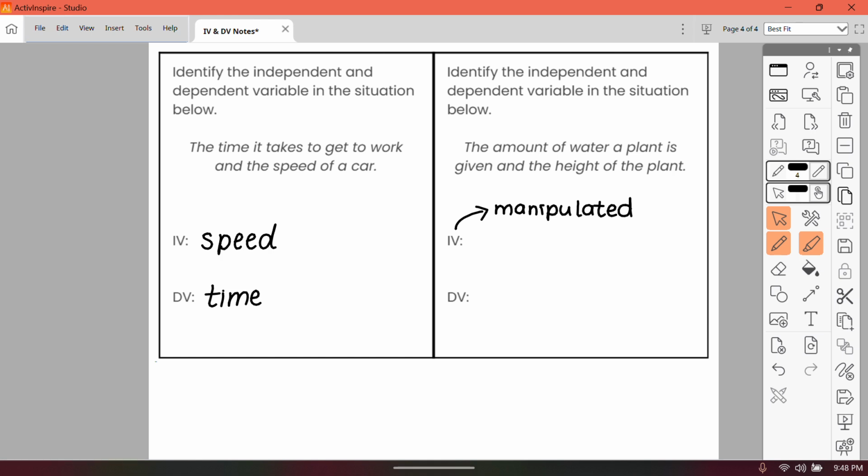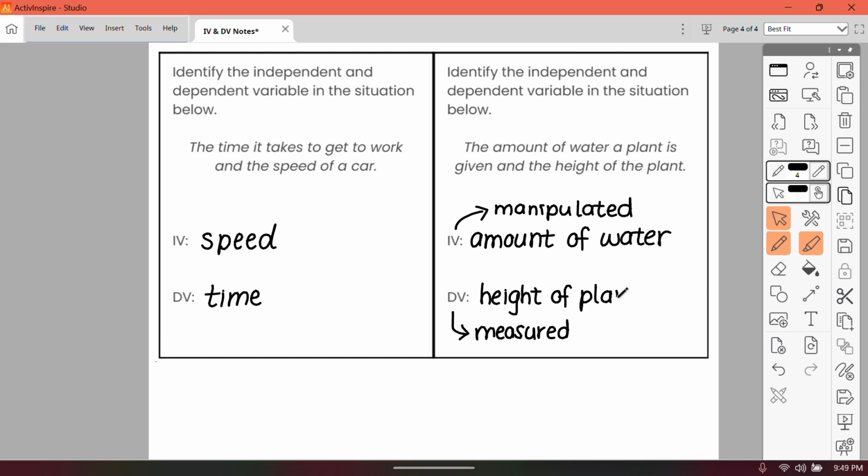Well, I'm not planet Earth. I don't have any magic powers. I can't change the plant height. I can't force it to grow. I can manipulate the amount of water. So that's going to be my independent variable. And then the dependent variable is what is measured after. And so that's going to be the height of the plant.